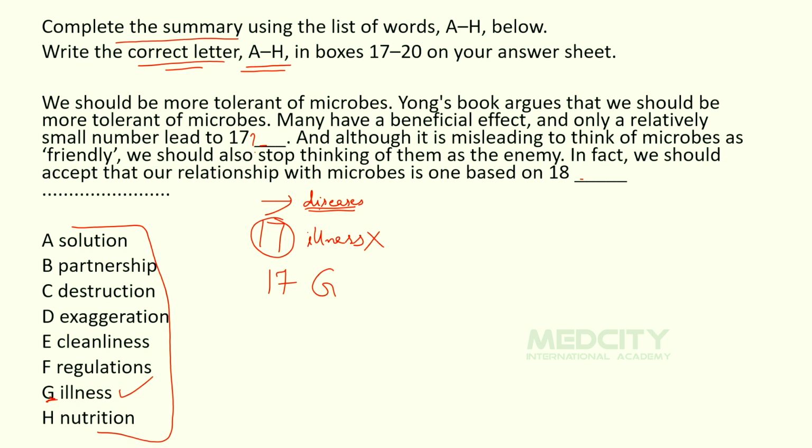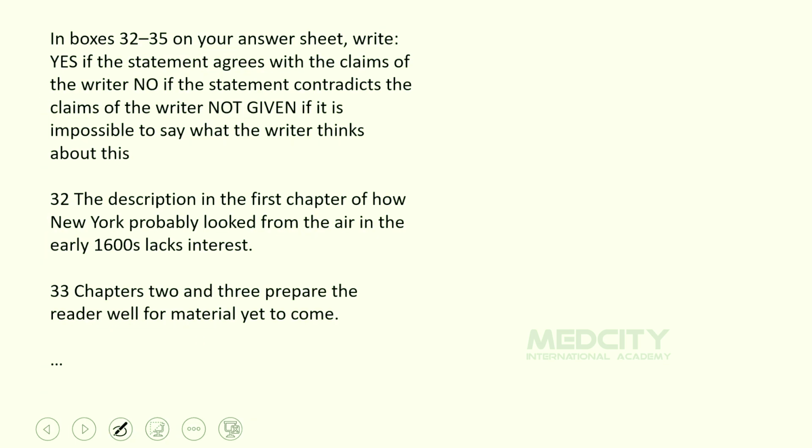I hope that's clear. Now, here again, yes, no, not given, or true, false, not given question type. So here it says that in boxes 32 to 35 on your answer sheet, write yes if the statement agrees with the claims of the writer, no if the statement contradicts, and not given if it is impossible to say what the writer thinks.